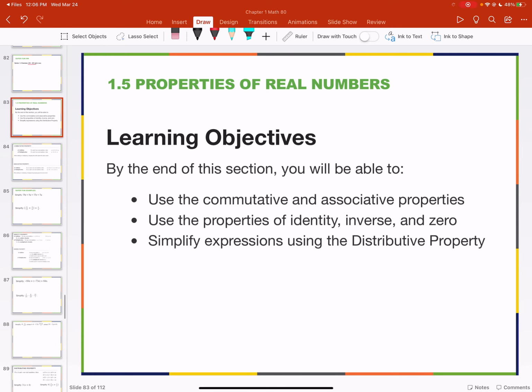Hello, and welcome to section 1.5. A short section deals with properties of real numbers.